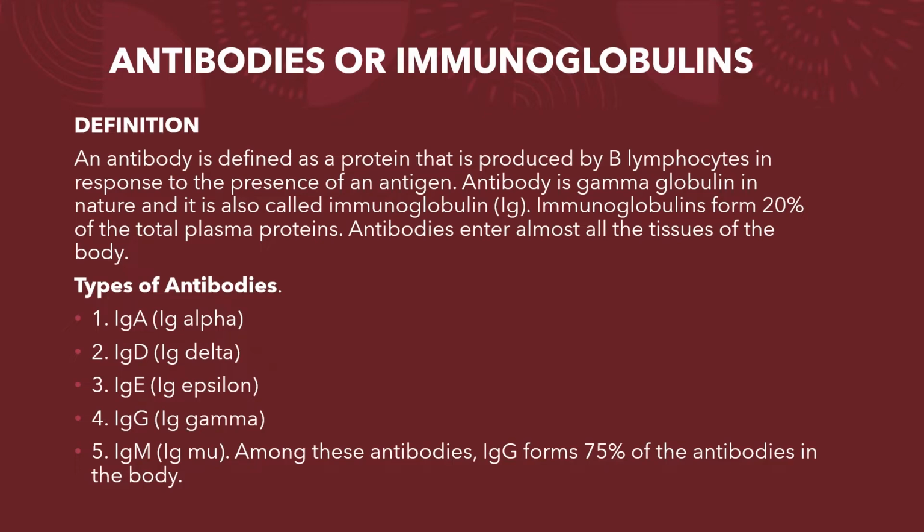There are five types of antibodies: immunoglobulin A, immunoglobulin D, immunoglobulin E, immunoglobulin G, and immunoglobulin M. Among these antibodies, immunoglobulin G forms 75% of the antibodies in the body.